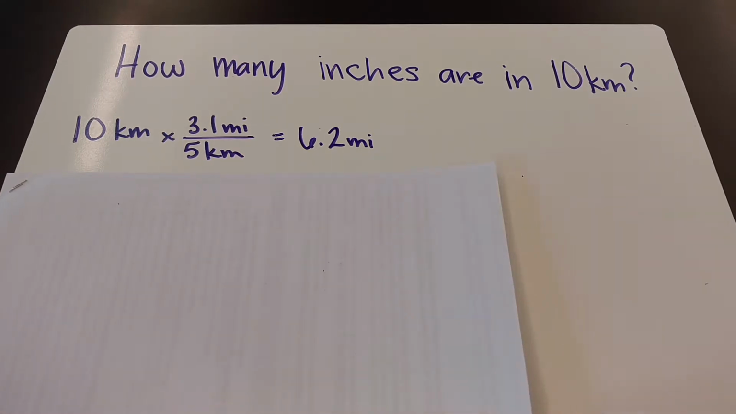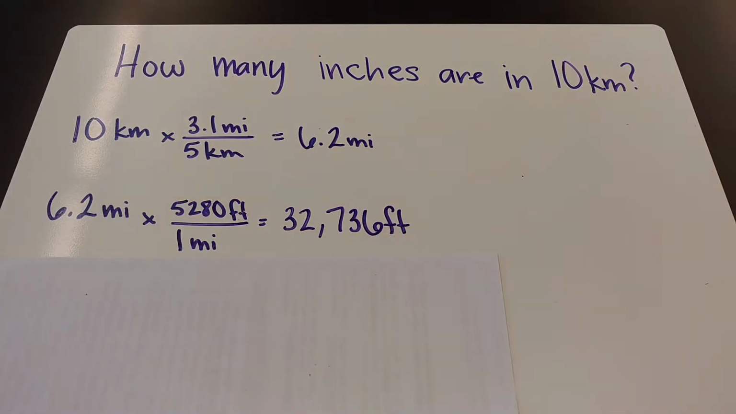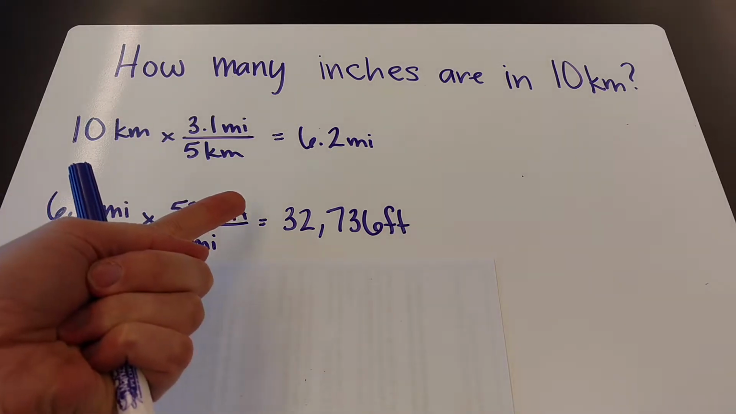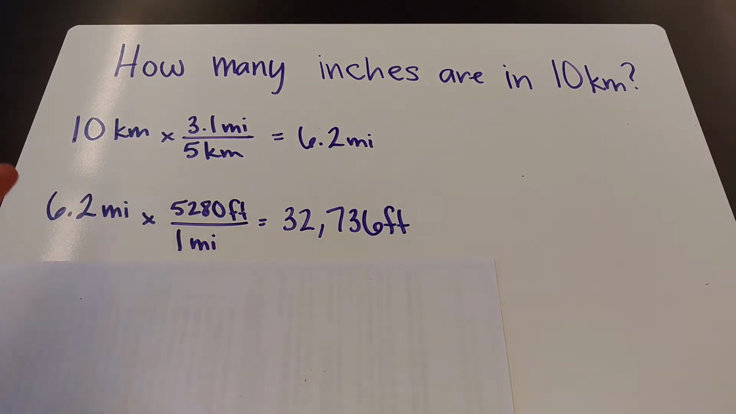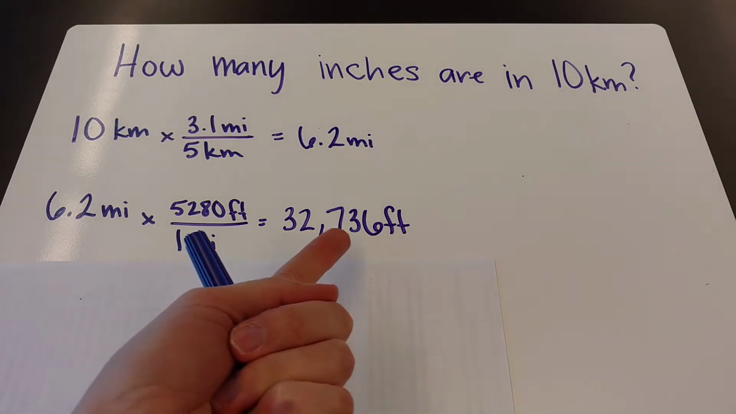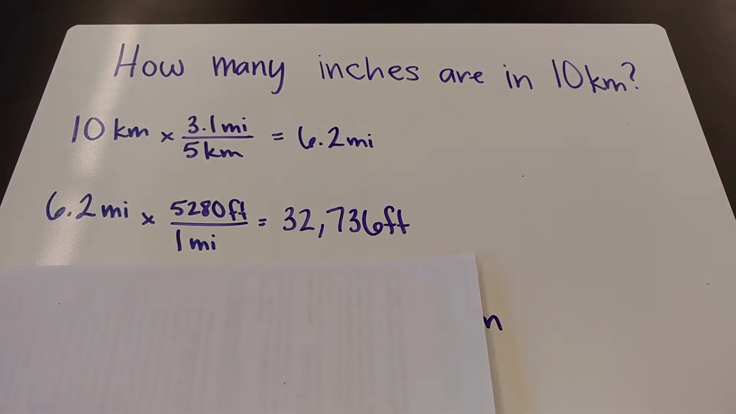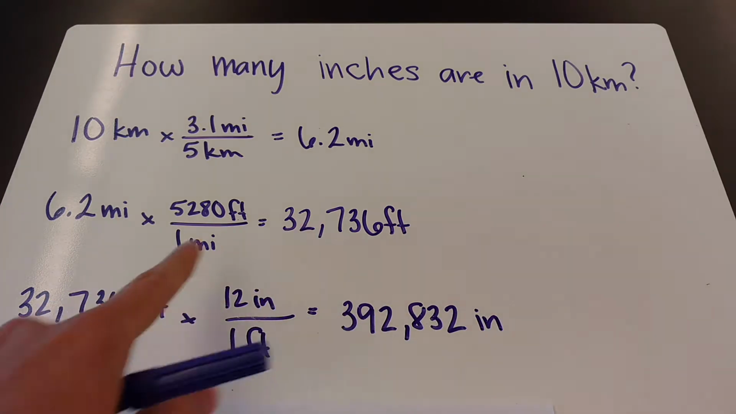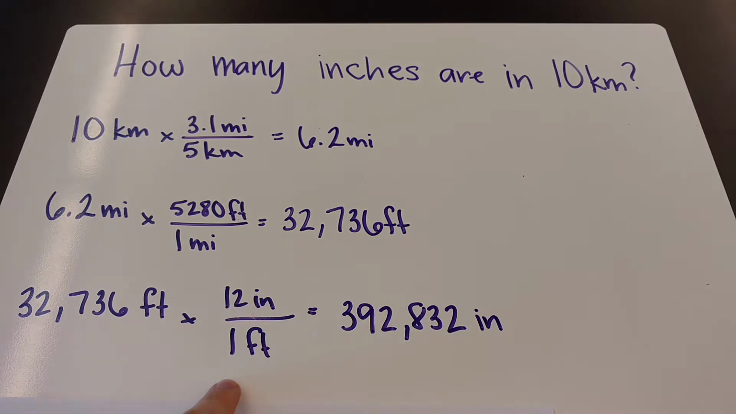Then I'm from Denver, so I happen to know that 1 mile is 5,280 feet because of the Mile High City. So I can take my 6.2 miles, multiply it by 5,280 feet for every mile. That gets your mile units to cancel, and that gives us 32,736 feet. Then we probably all know that 1 foot is 12 inches, so we multiply by 12 inches per foot, and we get 392,832 inches as an answer.